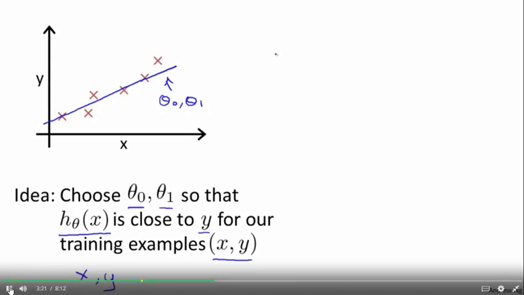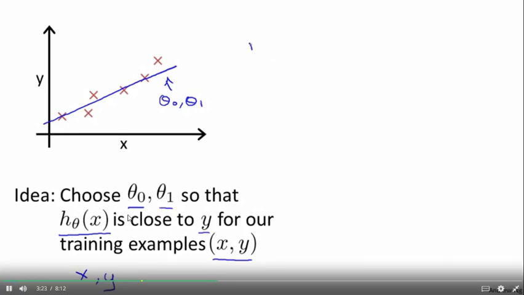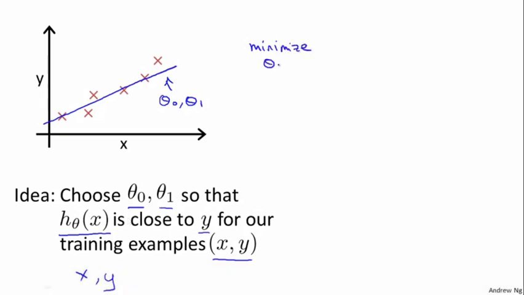Let's formalize this. So in linear regression, what we're going to do is solve a minimization problem. So I'm going to write minimize over theta 0, theta 1. And I want this to be small, right? I want the difference between h of x and y to be small. And one thing I might do is try to minimize the squared difference between the output of my hypothesis and the actual price of a house.